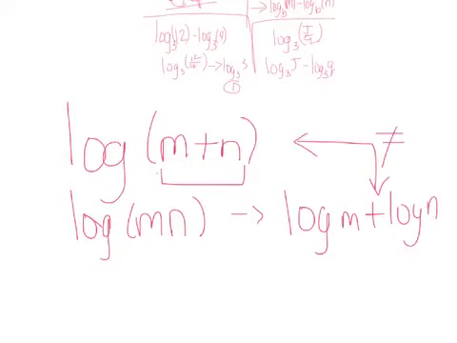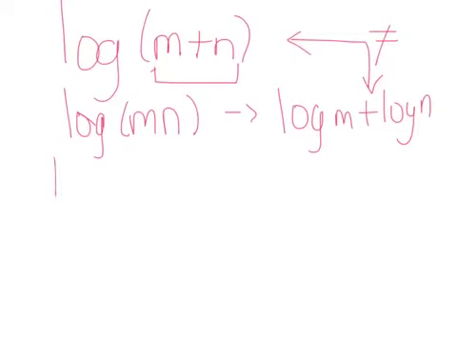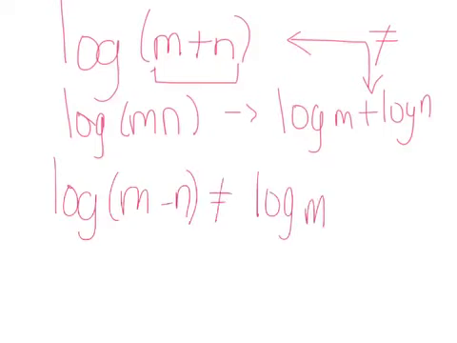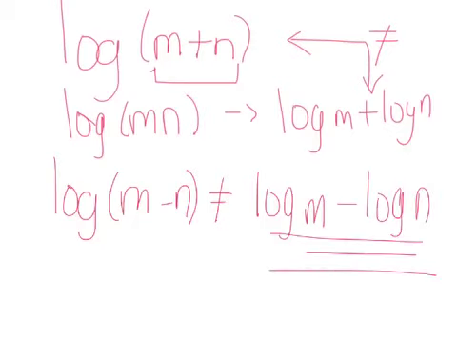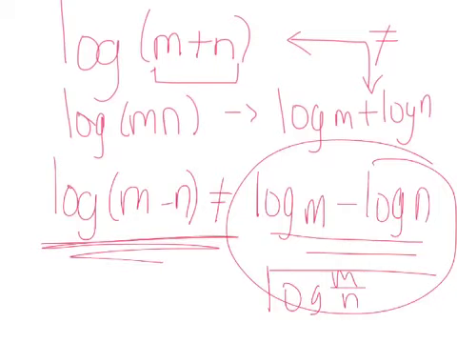Okay? The next thing that I want to go over is the division rule. The log of m minus n does not equal the log of m minus the log of n. This is division. That equals the log of m divided by n. That's what this one is. This one is subtract the m and the n before you take the log. There are no rules associated with this subtraction internal to the logarithm. They're only associated when we are actually dividing inside the logarithm.